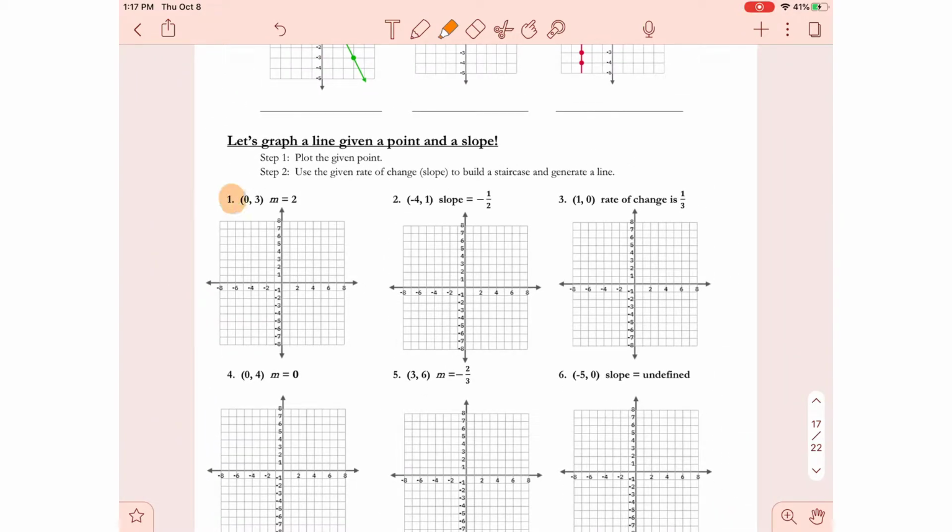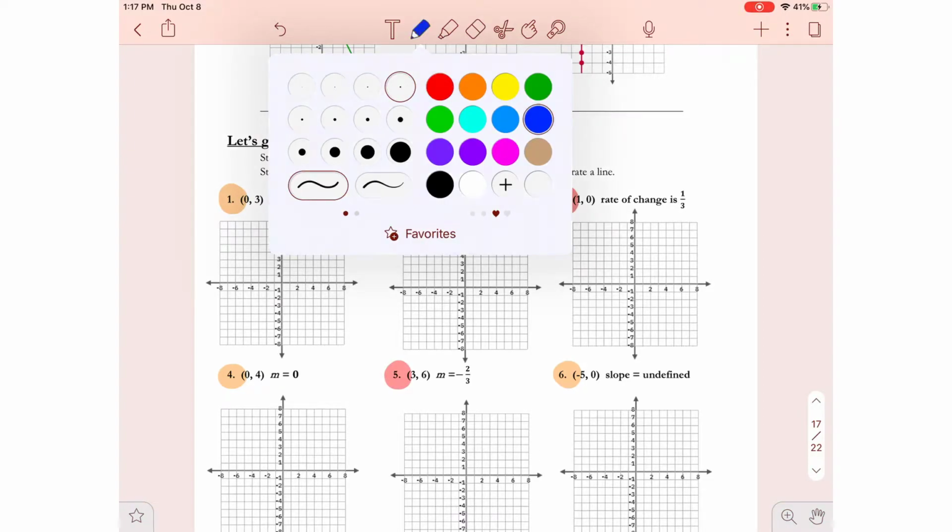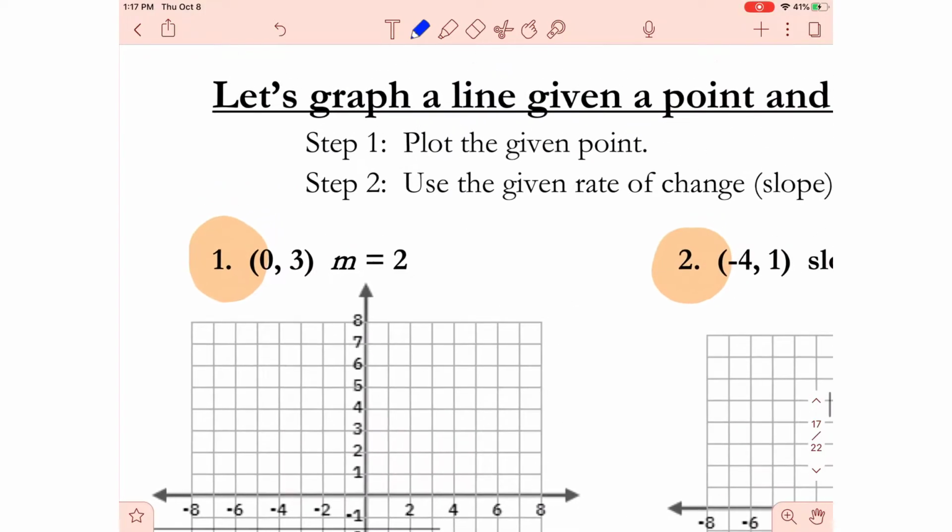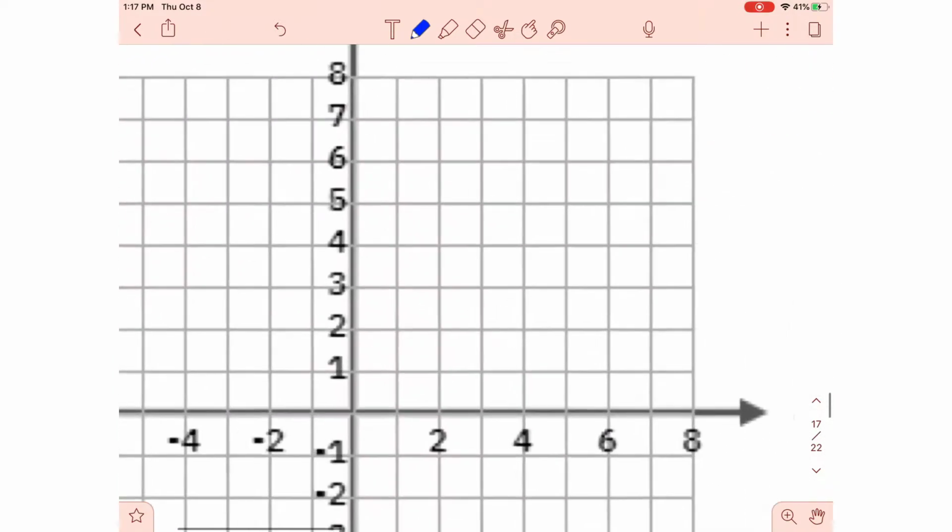So I'm going to do numbers 1 and 2 with you. I'm also going to do numbers 4 and 6 with you. And on your own, before I see you again, you're going to try 3 and 5. All right, here we go. In number 1, I am given a point. So step 1 is to plot the given point. 0, 3 is right here.